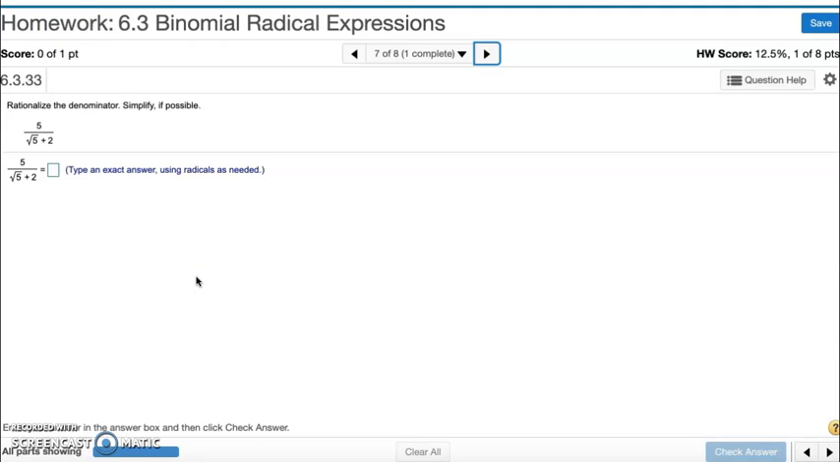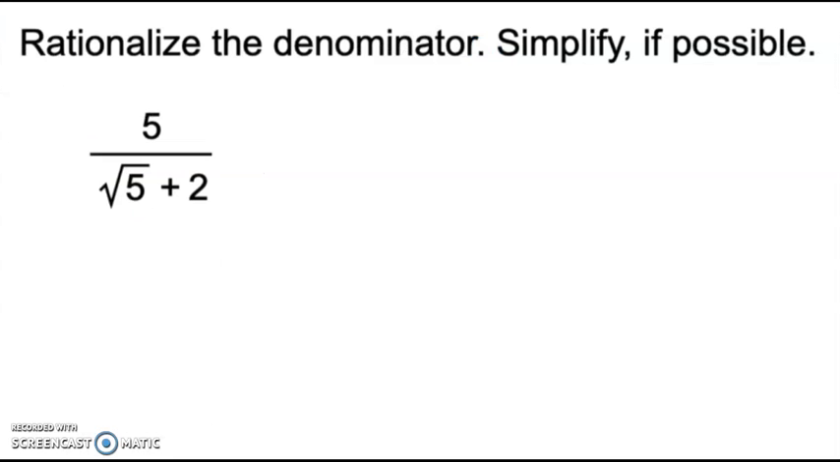Rationalize the denominator. Simplify if possible. So let's do that. To rationalize the denominator, we're going to have to multiply the numerator and the denominator by the conjugate of the denominator. The conjugate of the denominator is square root of 5 minus 2.